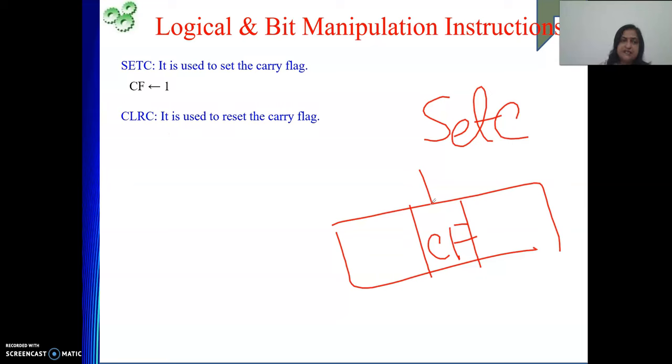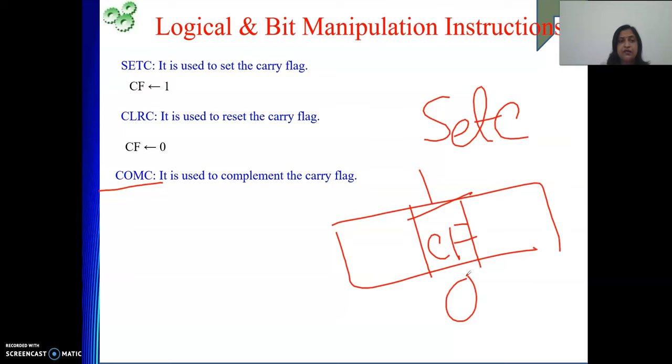Then clear C. This one is again the same thing. This time we'll be making it 0. It is used to reset the carry flag. So CF equal to 0. Then next is COM-C. It is used to complement the carry. So if it was previously 1, after executing this instruction, this value will be 0, right?